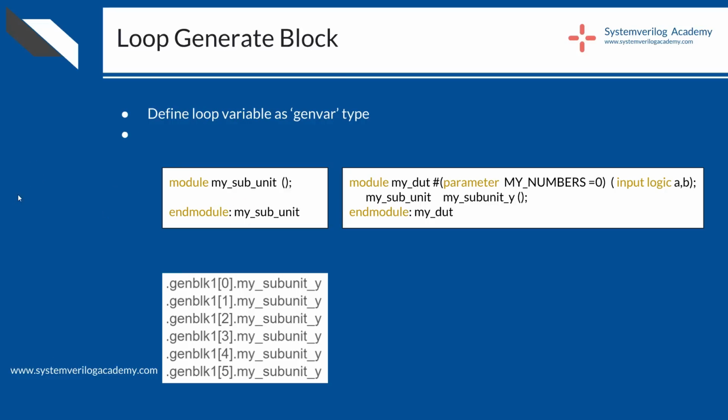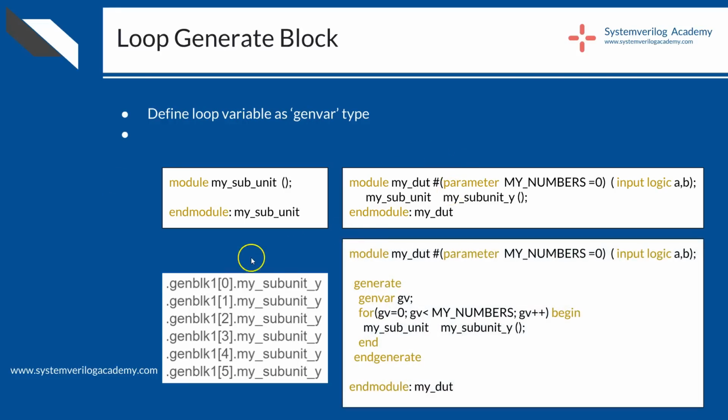The only requirement is that it should be within a generate and endgenerate block, and the loop variable should be declared as of type genvar. It is shown here. The instantiation of MySubUnit is moved to a for loop within a generate block, and the loop variable named gv is declared as a genvar type.